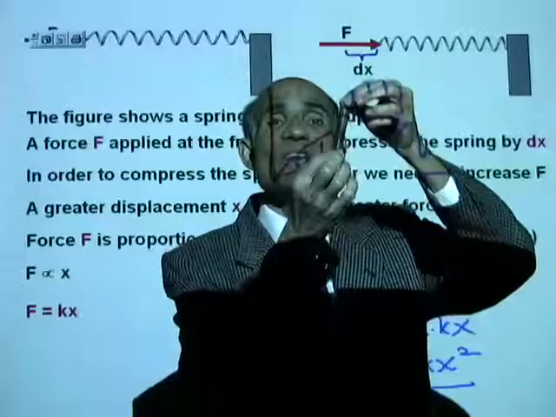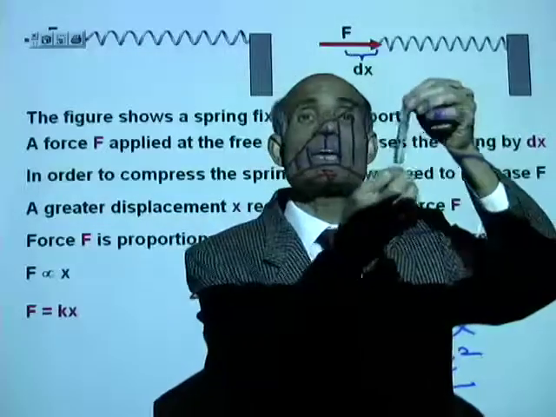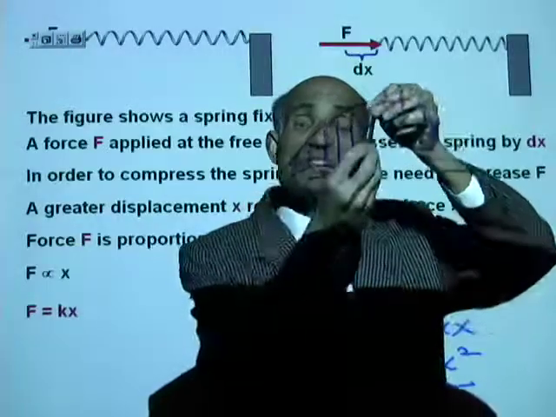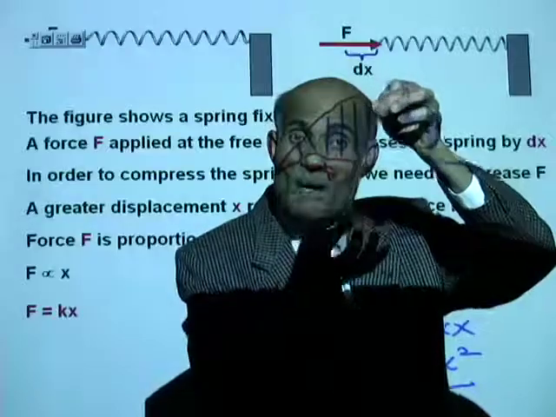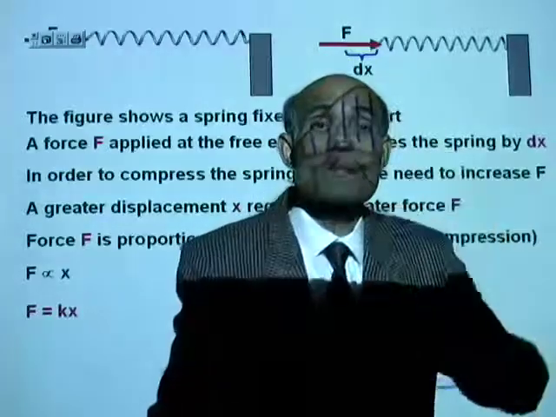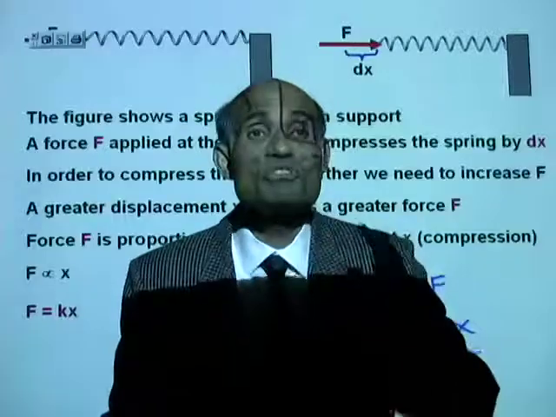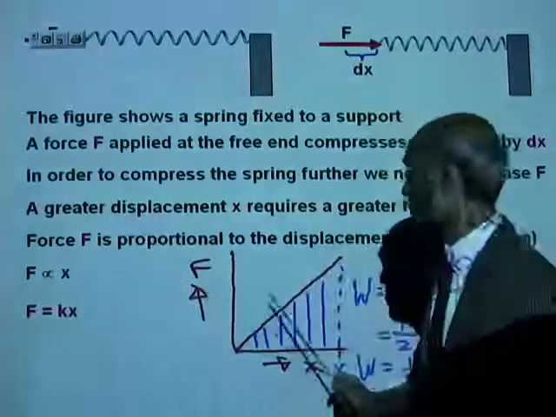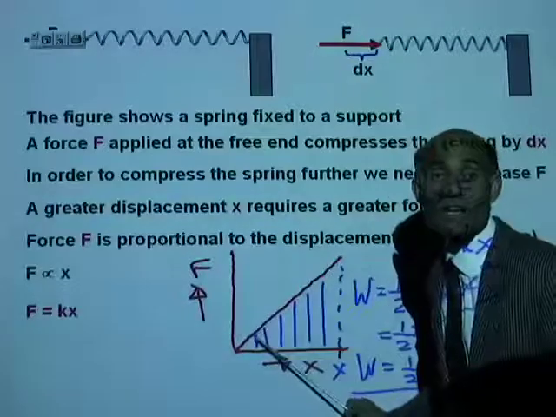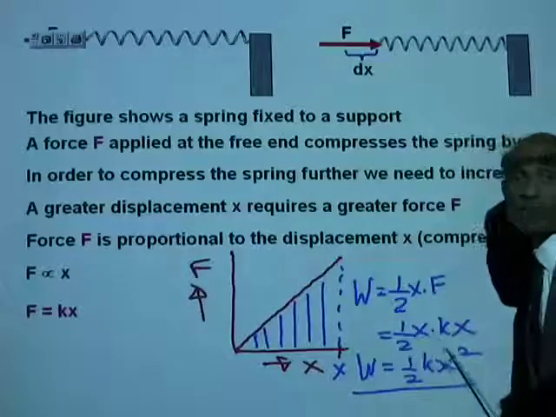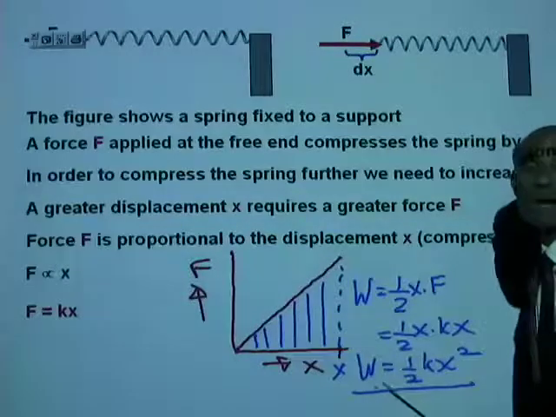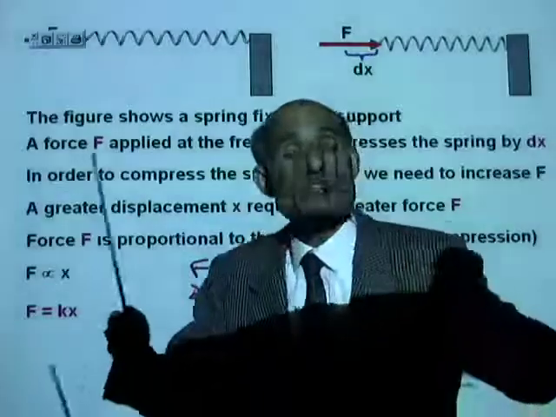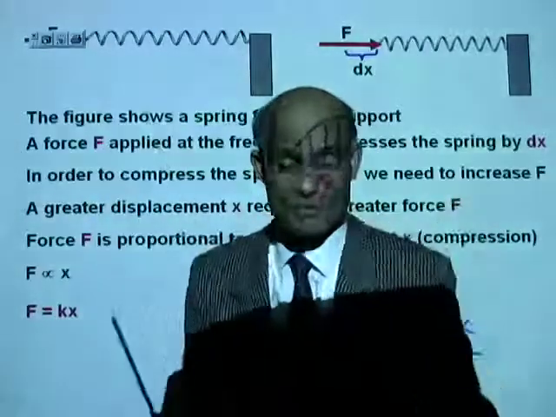Suppose I say the value of k for this spring is 30 Newton per meter. It means if you want to stretch this by 1 meter, I need to apply a force of 30 Newton. That is the meaning there. So what this shows is that the work done in stretching a spring by a distance x equals 1/2 kx squared. The work done in stretching or compressing, both remains the same.